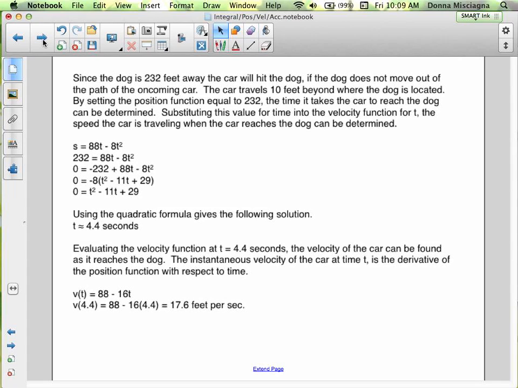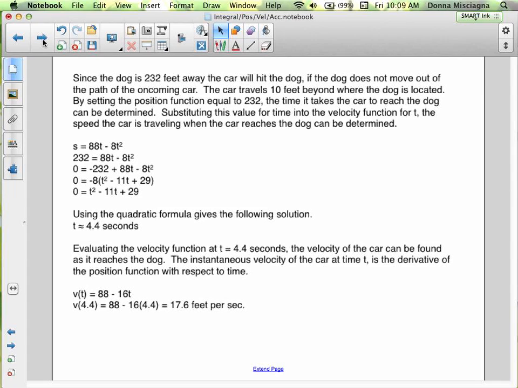So we'll use the quadratic formula. I don't think I need to have the work for the quadratic formula on here. I think you're okay. Of course, if there was a negative answer, I threw the negative out, because time has to be positive, and I rounded. So t is approximately 4.4 seconds.